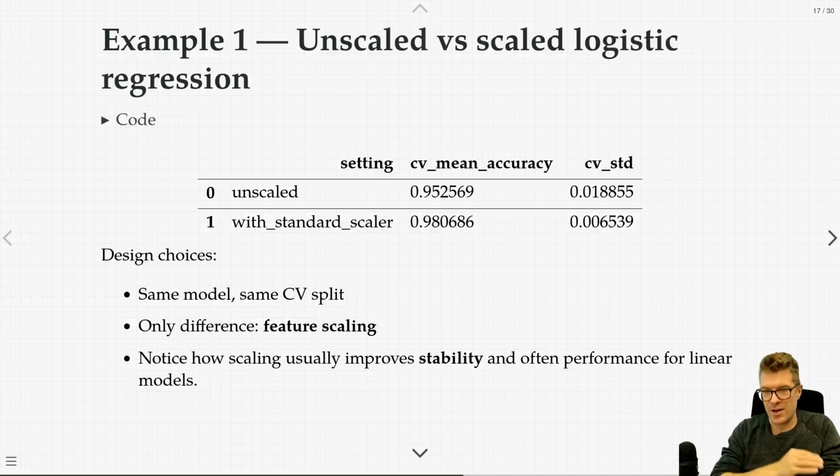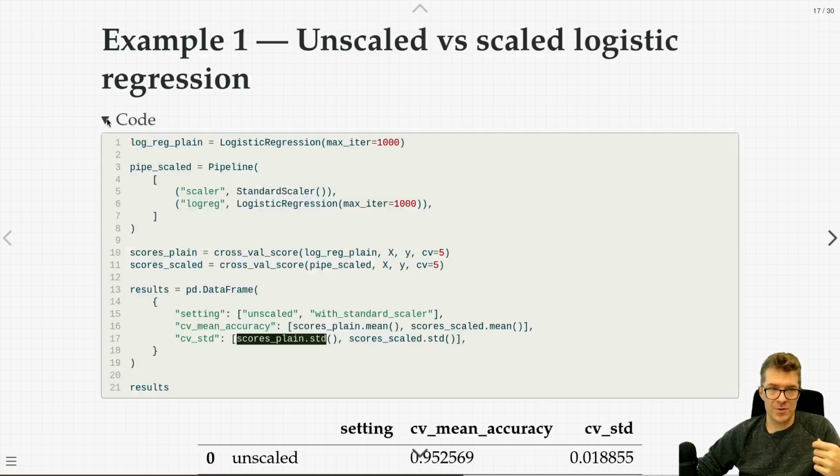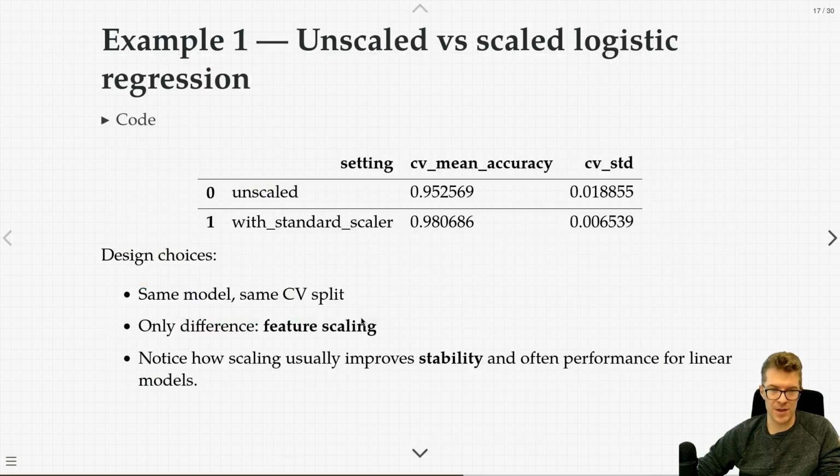And like we talked about before in the data sets and cross-validation modules, we prefer models to be consistent. So they perform very well, and so the standard deviation is tight. Same model, everything else was the same. We passed the same hyperparameters, the max iterations, to both of these. The only difference was feature scaling, and scaling improves stability, and often, in this case in particular, it improves performance for these linear models.